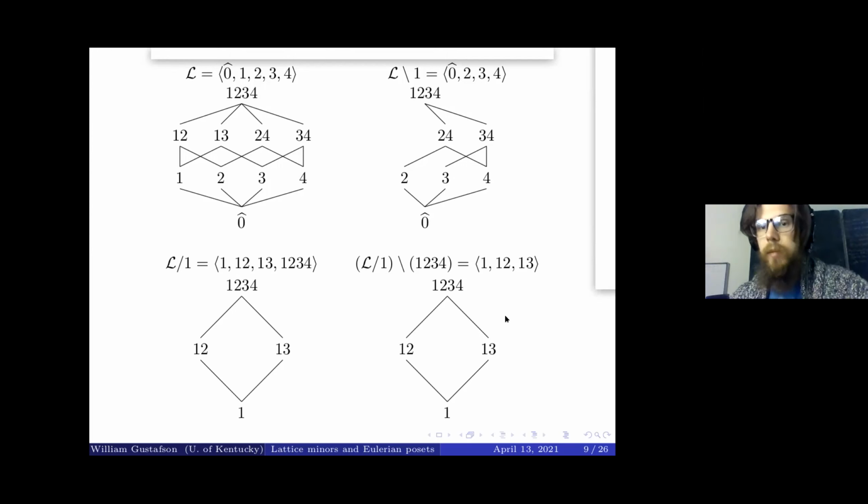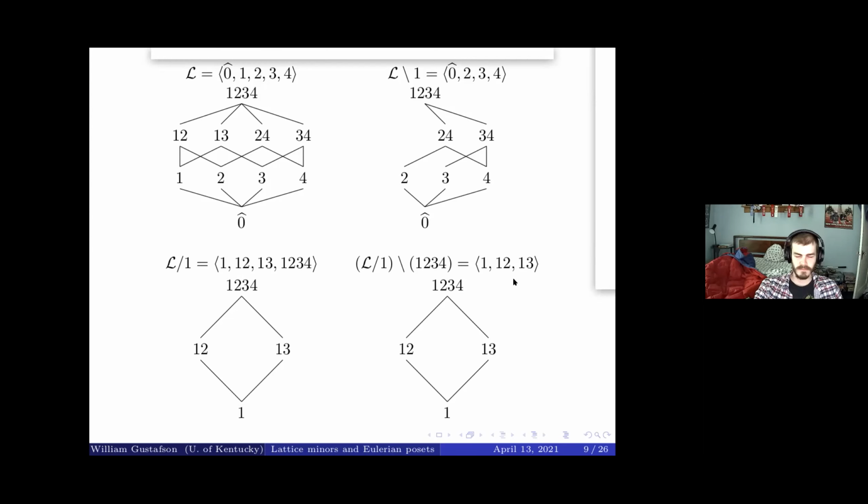So this is the same underlying lattice, but now with a different generating set. So we still have 1, 2, 3, 4 since it's the join of these two, but now it's not a generator. And so these are really being considered as two different minors since they have different generating sets, even though they're the same lattice. And we have a quick question from Galen.